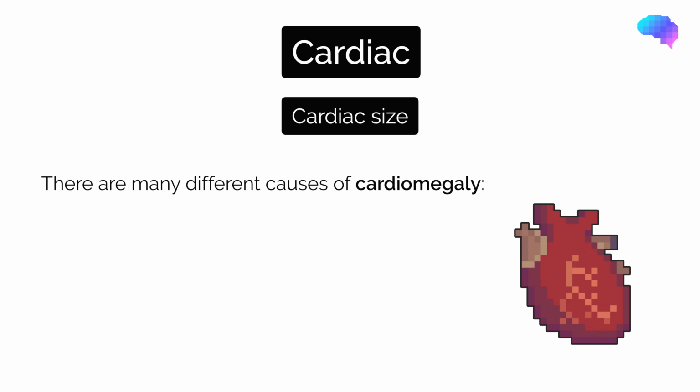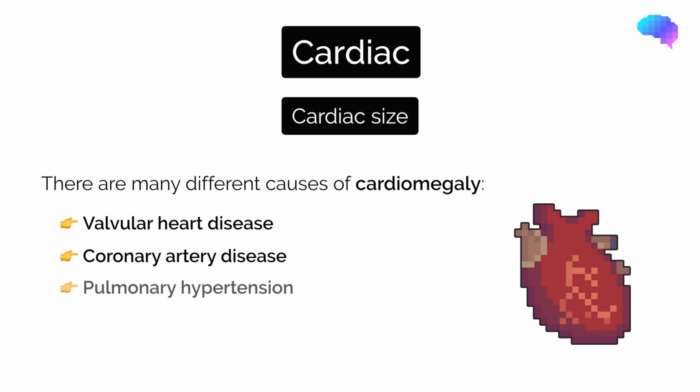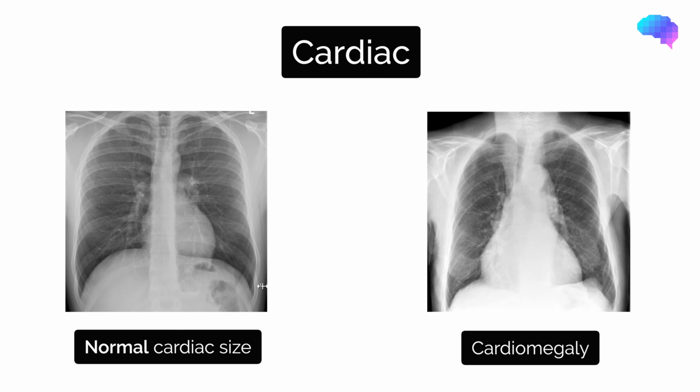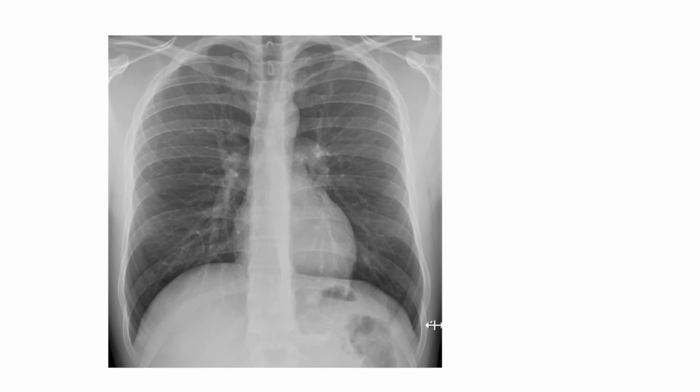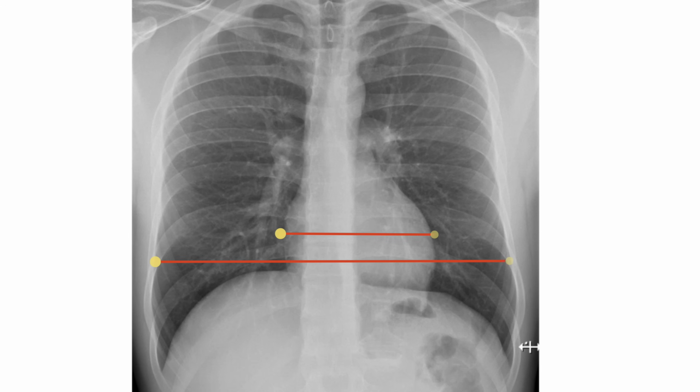There are many different causes of cardiomegaly, including valvular heart disease, coronary artery disease, pulmonary hypertension, and congenital heart disease. When measuring the size of the heart, a horizontal line should first be drawn between the two widest points of the heart. This measurement is then compared to a horizontal line drawn between the two widest points of the rib cage. The left picture depicts a PA film of a normal chest X-ray. The two horizontal lines represent the width of the heart and the width of the thoracic window.